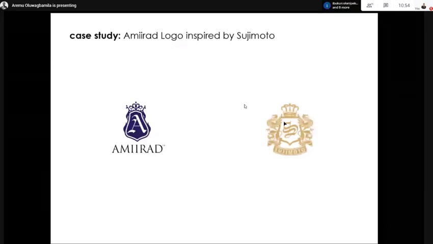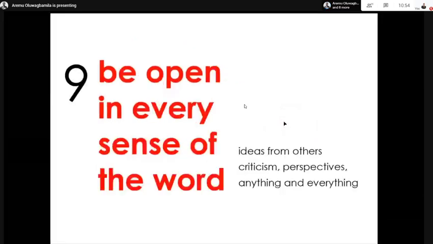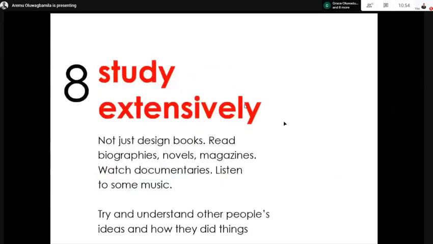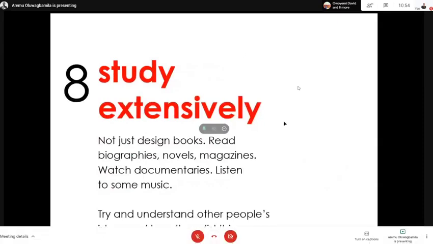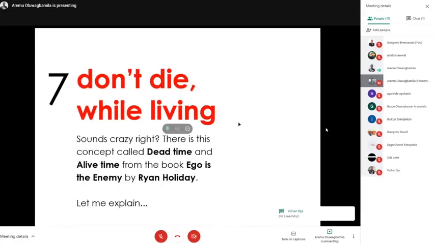And how you find solutions to it is the ability to see like an artist, that is, see what somebody else has done and do it fantastically well. Be open in every sense of the word. From the client, from the friends, don't do design and show your friends in order to say, you did a good design. You are deceiving yourself. Don't die while living.